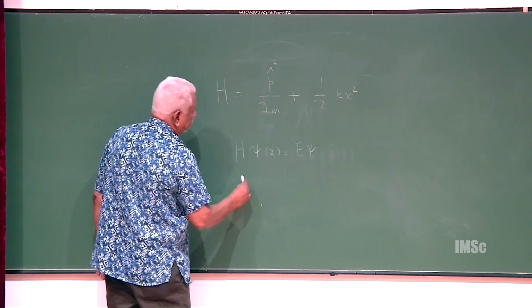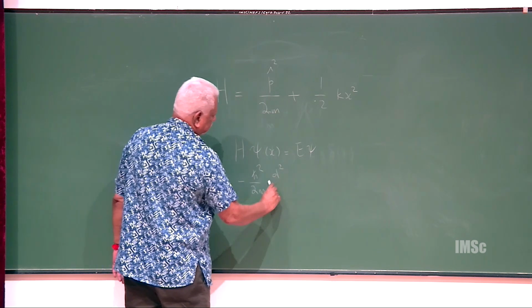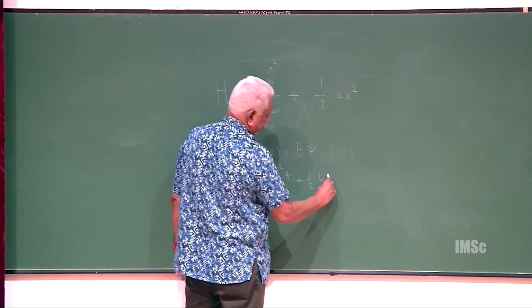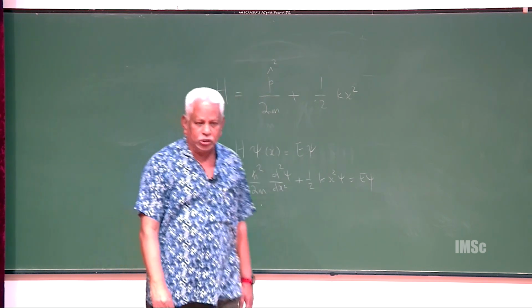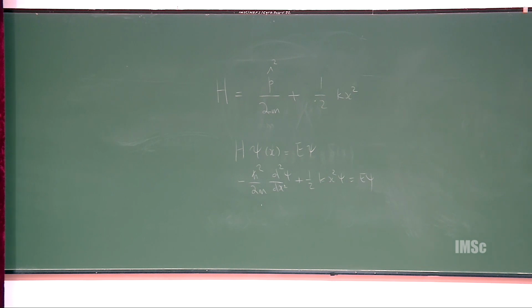Where this is actually -ħ²/2m d²ψ/dx² plus ½kx² ψ is equal to Eψ. This is the differential equation which you should solve for among square integrable functions. The function should be square integrable, which means whatever solution you have, if you integrate ψ*ψ, it should be 1 or some finite number which you can always normalize. That is what is required.